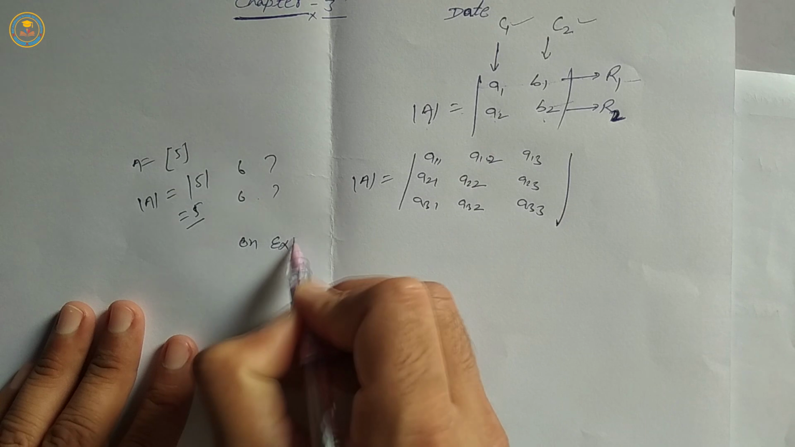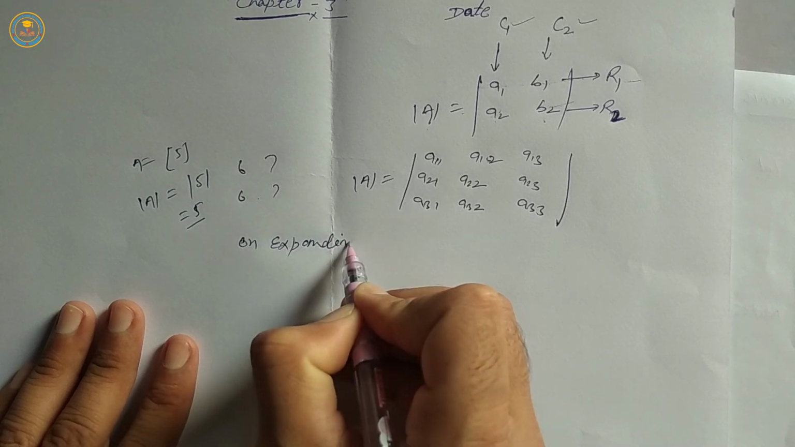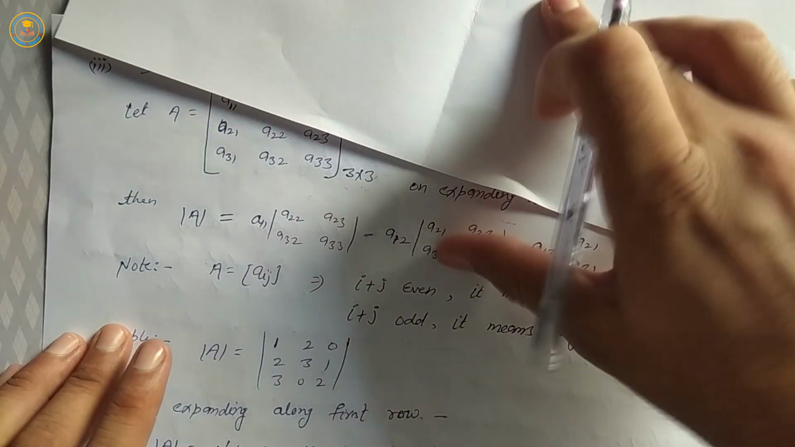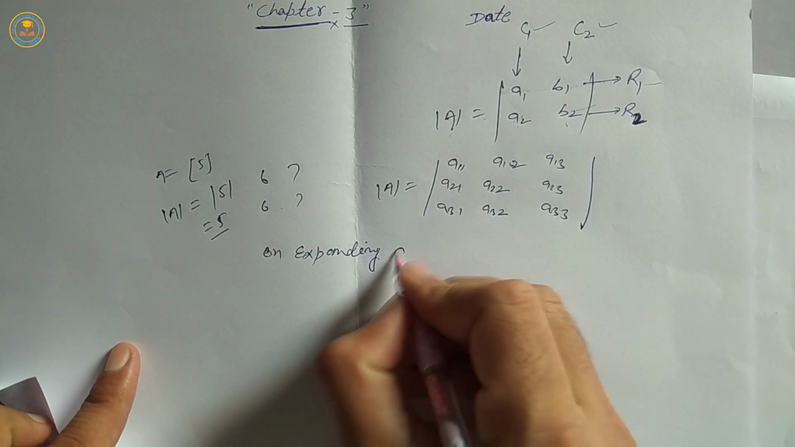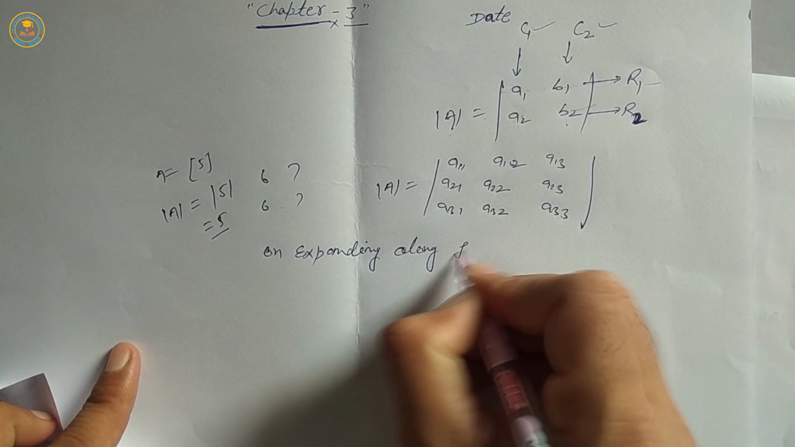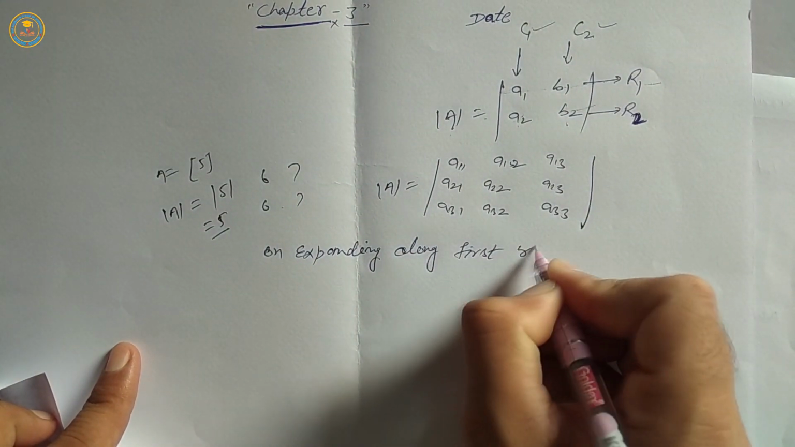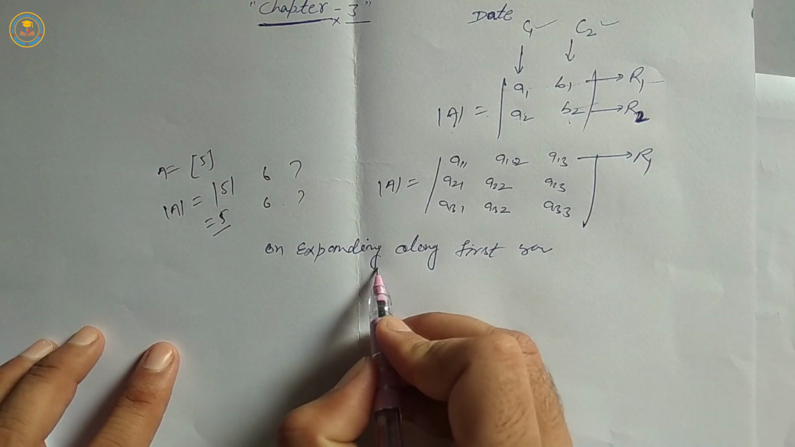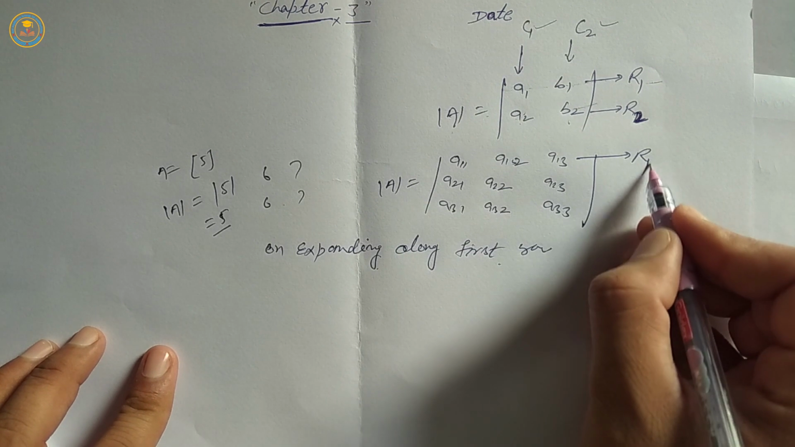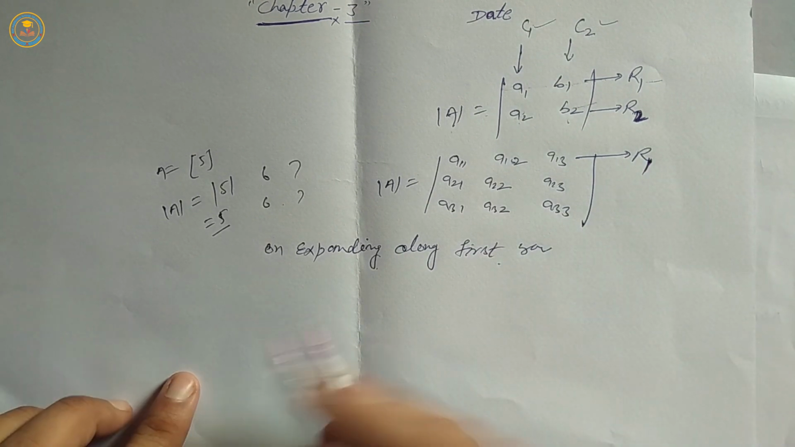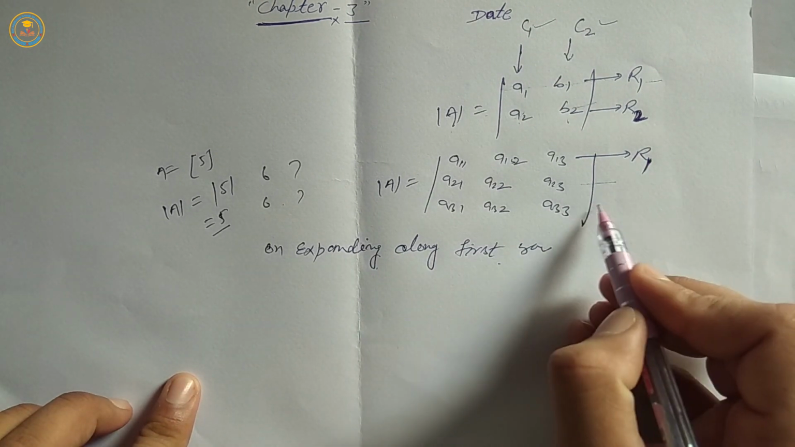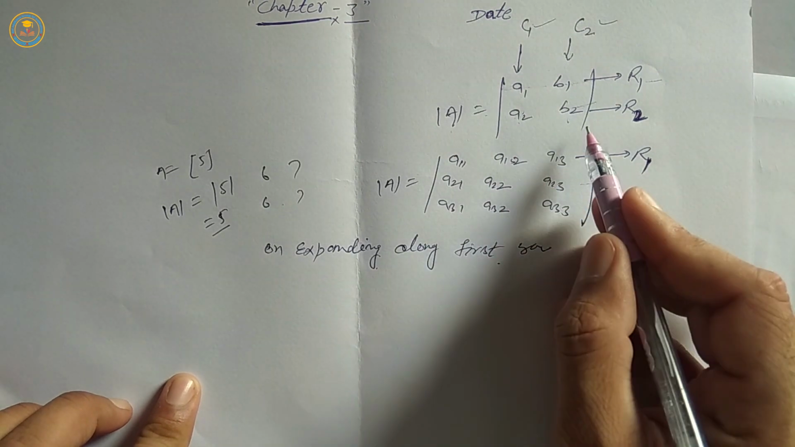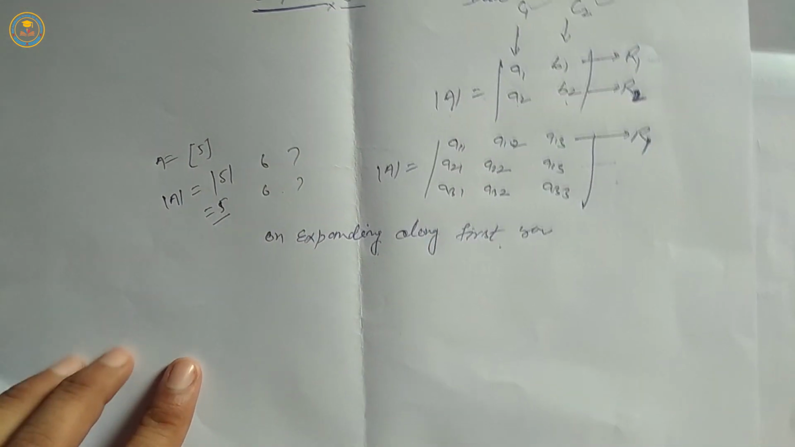on expanding along first row, it means R1. On expanding along first row R1. Okay. Similarly, R2, R3, C1, C2, C3. Okay.